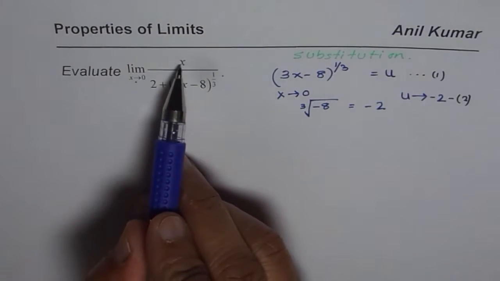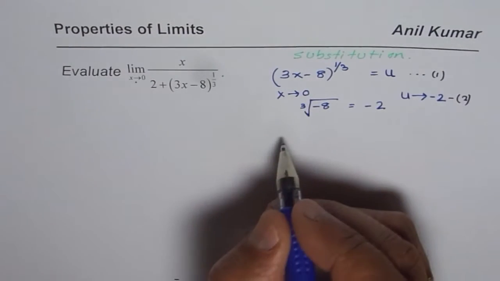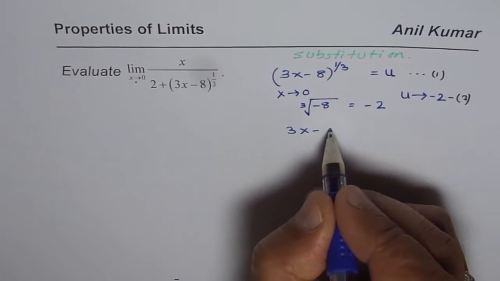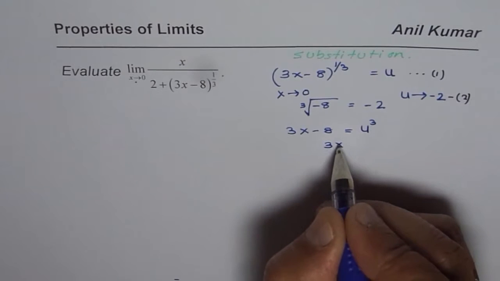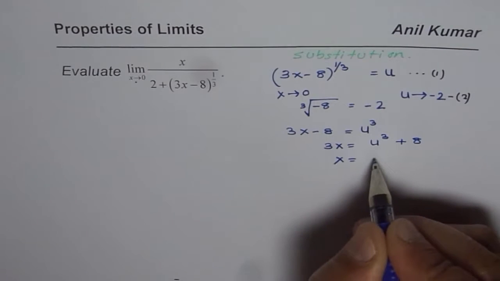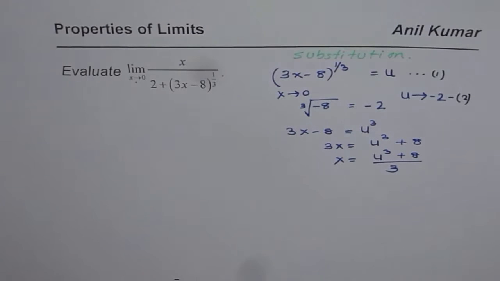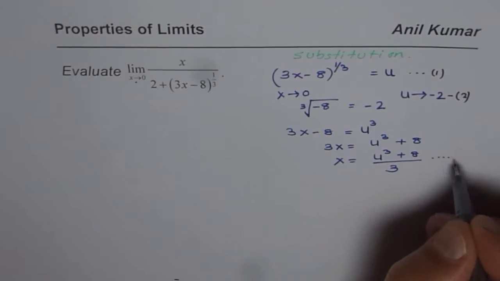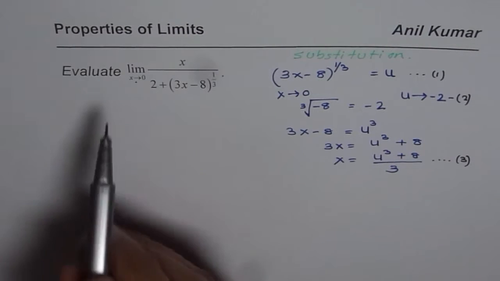Now we have to understand how to write x. What we know here is the cube root of (3x minus 8) is u. So you could rewrite this as 3x minus 8 equals u cube, correct? Rearrange. So we have 3x equals u cube plus 8, or x equals (u cube plus 8) divided by 3. So that is the third thing which you need to do. I'm trying to explain the method also, so that it becomes very clear to you how to solve such questions. Now let's get back to the question itself.